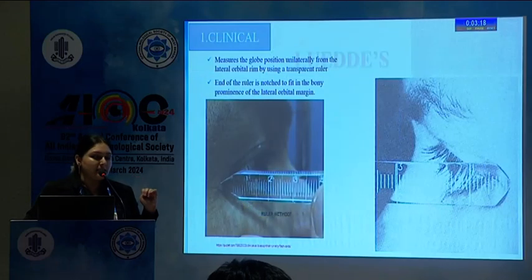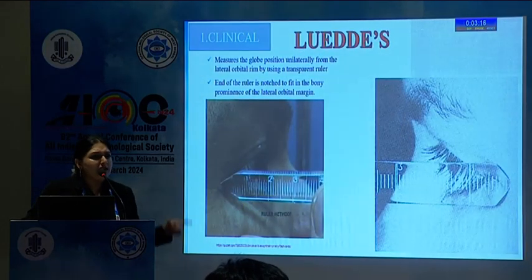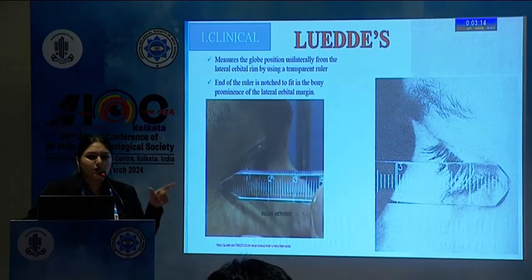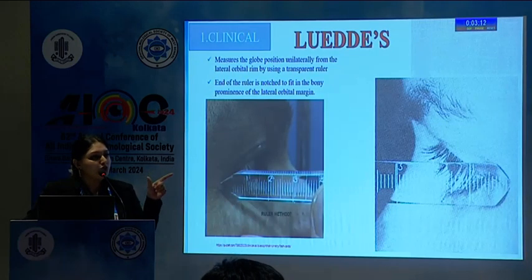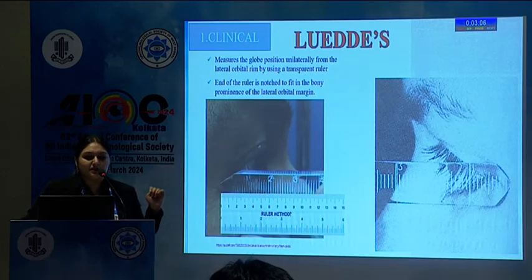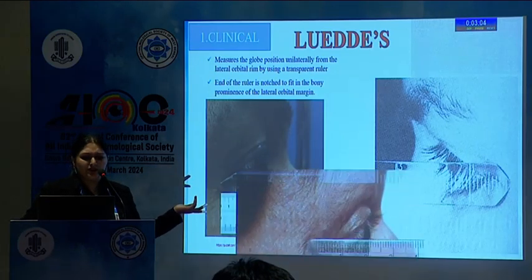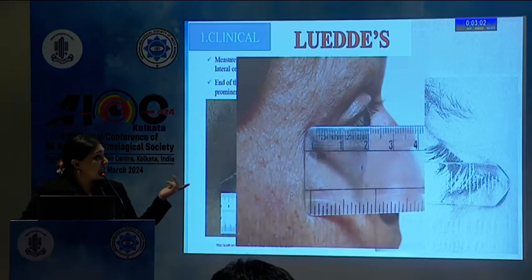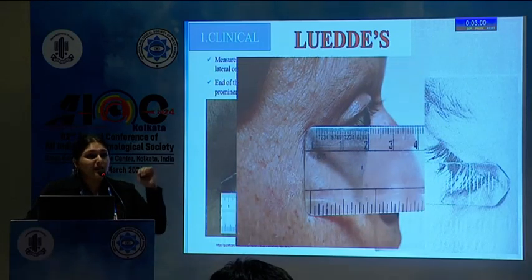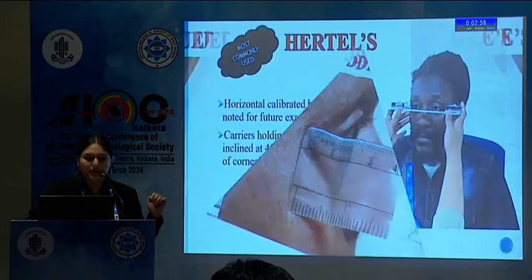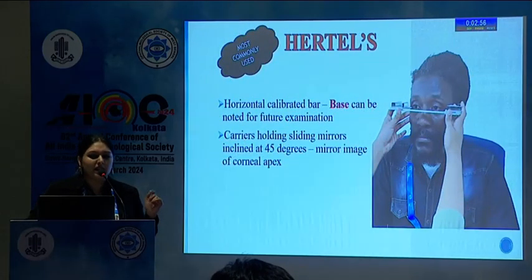Okay, there is asymmetry. I take out a very simple object from my pocket, the Luedde's exophthalmometer. I place the notch against the lateral orbital margin and see where the corneal apex is lying. This gives me a unilateral reading. Is there something even more simple I can do in the OPD? Yes, I can just use a plastic ruler and see where the corneal apex is lying. This gives me a somewhat unreliable reading.